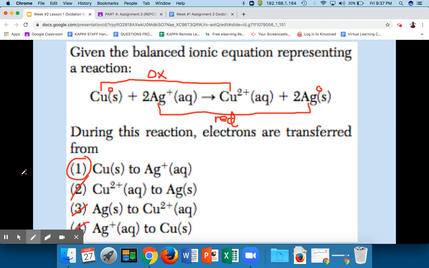My tip for answering these types of questions is isolate your half reactions first, just like we did in the beginning and like we did in the previous question. Then you can more clearly see which is being oxidized and which is being reduced, and you can go from there.